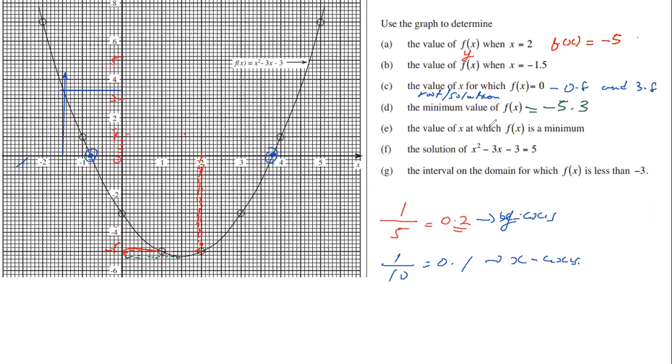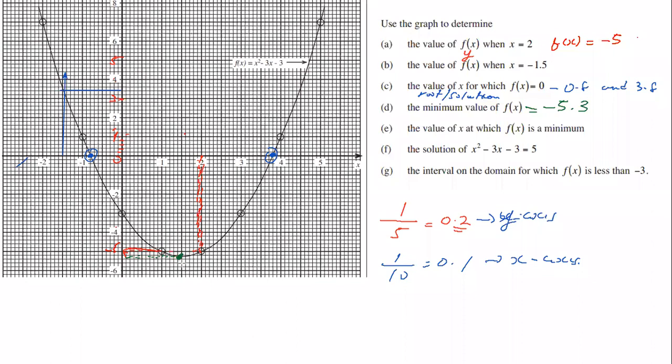Now, the value of x at which f(x) is minimum, what are they asking for? At the same place, we go up. It's the point on the x-axis, which is 1.5. We call it the axis of symmetry. Everybody understand that?